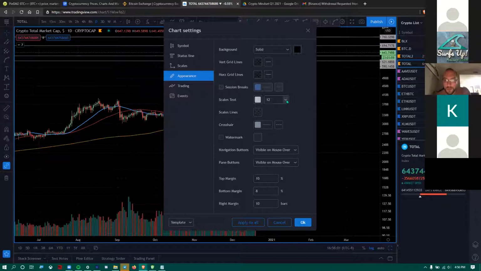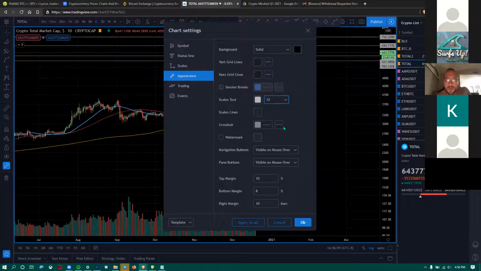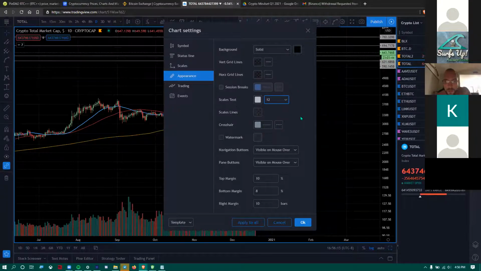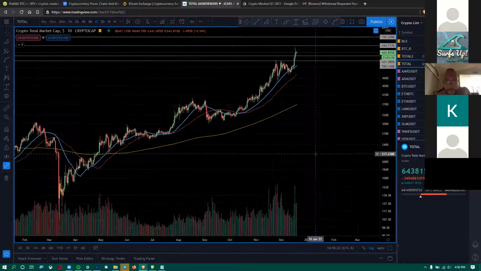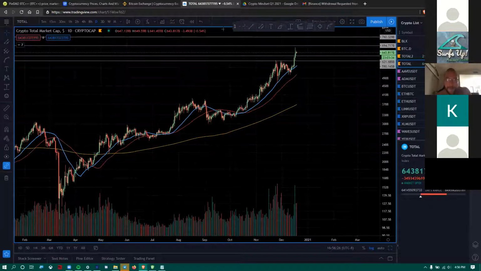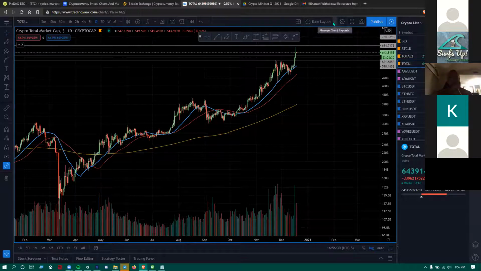And there's all kinds of stuff you can do, like the scales text. So like on the right, you can turn it way big, which you wouldn't need. But you can see the difference. You don't really need to change those. So yeah, I'm gonna keep moving on. All right, and then one thing to note, there's a little thing here that says base layout.